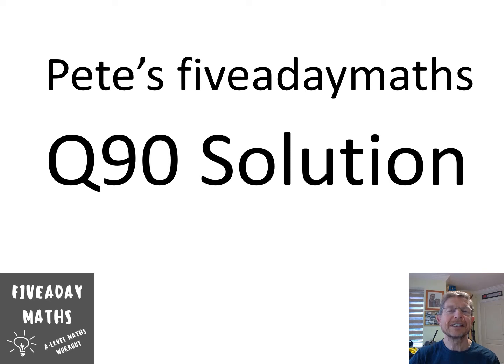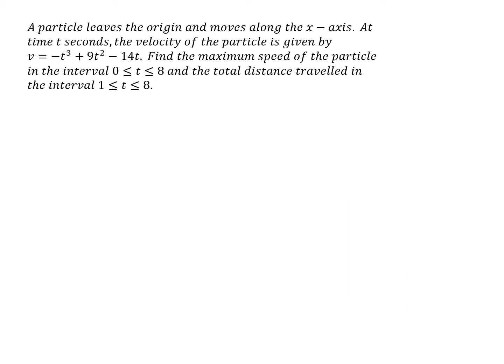So question 90, another particle hurtling up and down the x-axis. I don't know why they always hurtle up and down the x-axis, but they seem to. So the first thing I want to do with this question is to draw a picture to see what's going on. In order to do that, I don't have a graphical calculator.